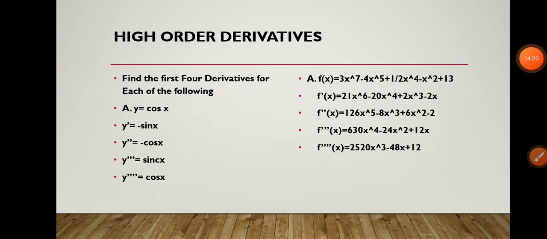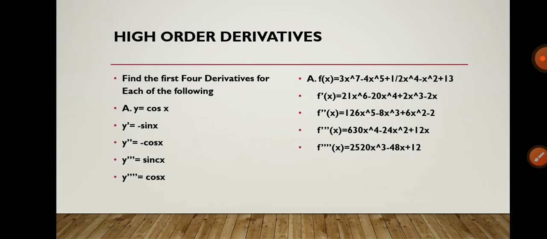Okay, let's go to the last, the higher order derivatives. I was given here to find the first four derivatives for each of the following. The first given is y equals cosine x. So the y prime equals negative sine x, which is the derivative of cosine x. The second prime is negative cosine x. The third prime is sine x. And the fourth prime is cosine x.